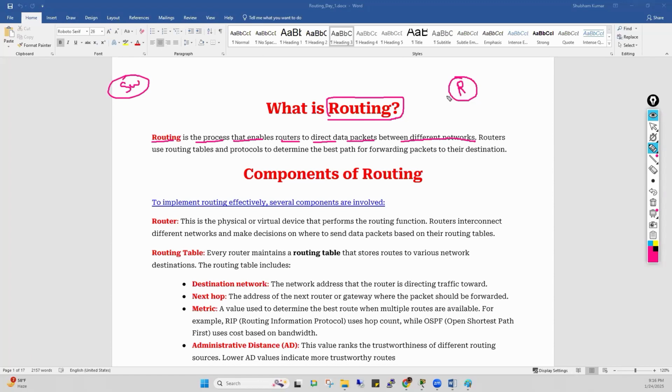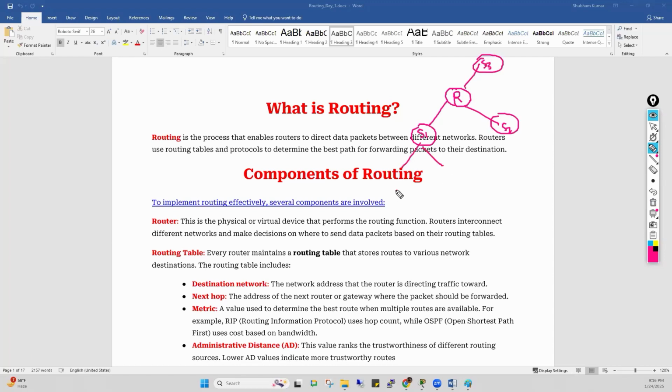So whenever any packet reaches the router, what will the router do? The router will check its routing table. And on the basis of the routing table, the router will decide where it needs to forward your packet, and that overall process is called routing. Clear? For example, this is the router, this is switch 1, this is switch 2, and this is switch number 3. With these switches, PC number 1 is connected, PC number 2, PC number 3, PC number 4, PC number 5 and PC number 6 are connected.